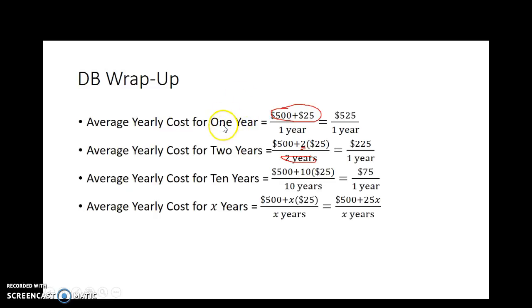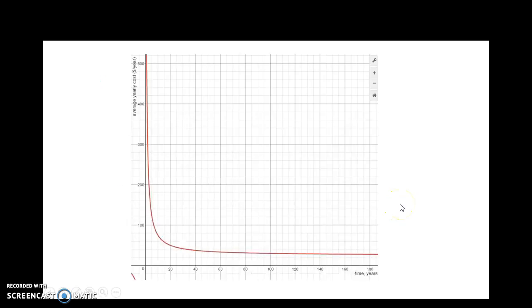time period. So we have 1, 2, 10, and the thing that we notice here is that if it's for 1 year, we divide by 1 year and multiply the $25 by 1 year. If we do this for 2 years, we divide by 2 years and multiply 25 times 2. If we do this for 10 years, we divide by 10 years, multiply this by 10. And so if we do this for x years, that means we're going to divide by x years and multiply 25 by x, which gives us the function 500 plus 25x over x.